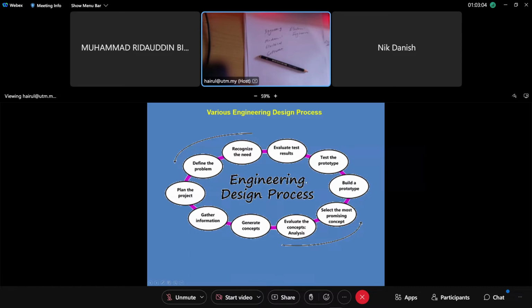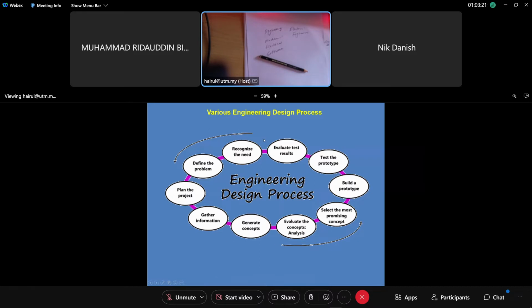Because it iterates. Sometimes in design, in industry, it's not one cycle. They go through 2 cycles. Maybe in 6 months they go through 1 cycle, maybe in 4 months, 1 cycle. Then they release the final product. When they test the prototype and it's not working, they have to rewind back.